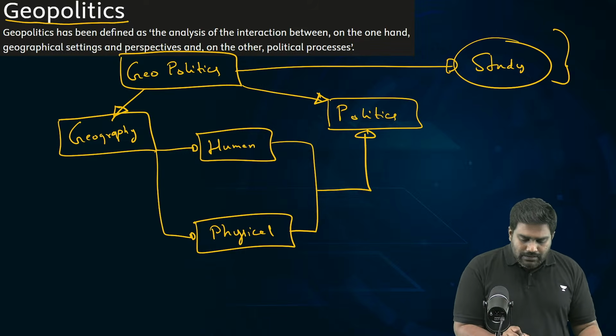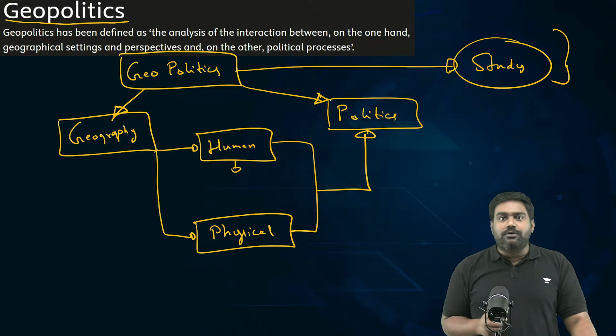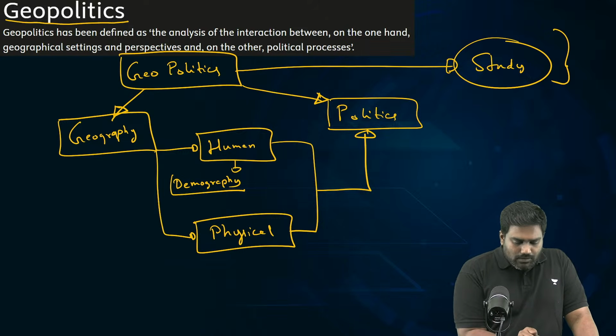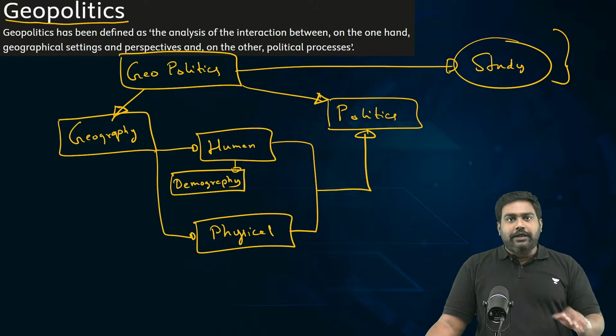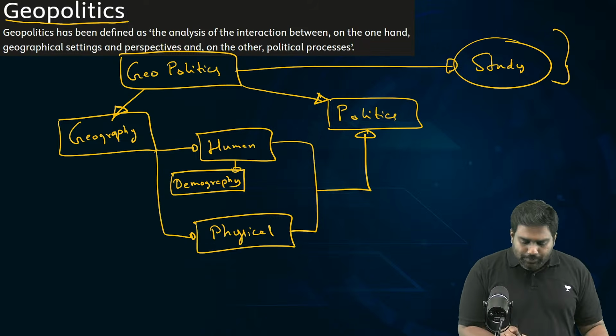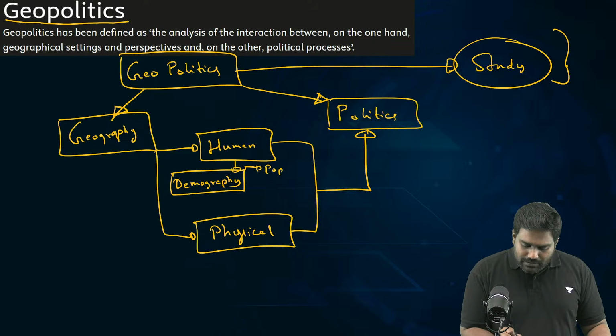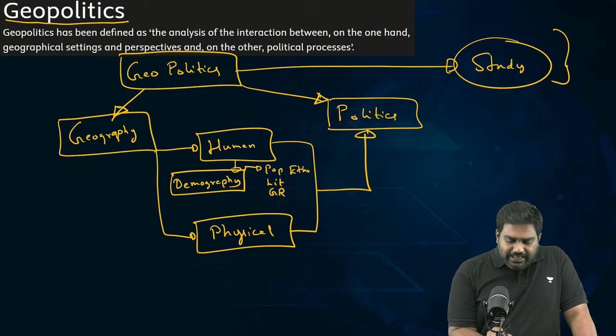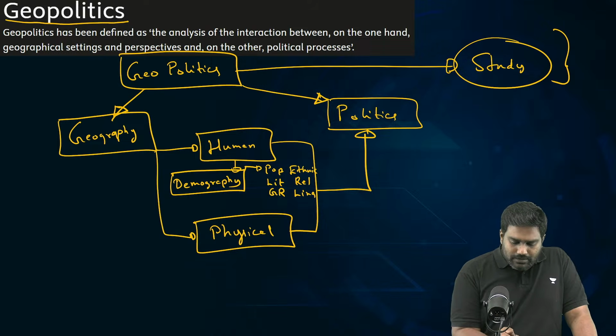I'll explain this further. I'll break it down. Don't worry. What do you mean by human geography? Human geography is a reference to the demographic profile of a country. For example, what is the country's population? What is the literacy rate? What's the gender ratio of that country? What's the ethnic profile, religious profile, and linguistic profile of a given country?